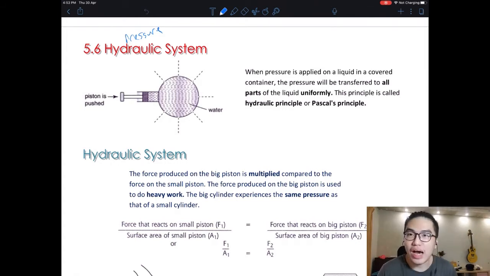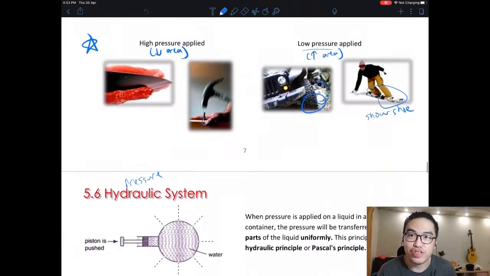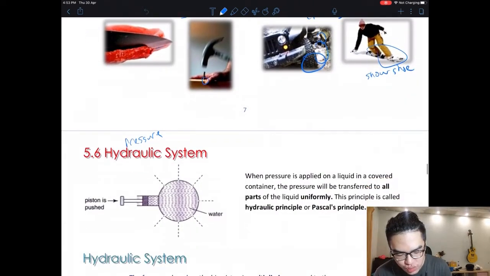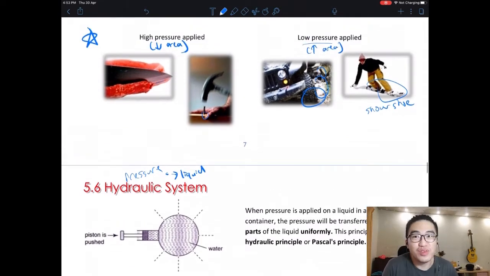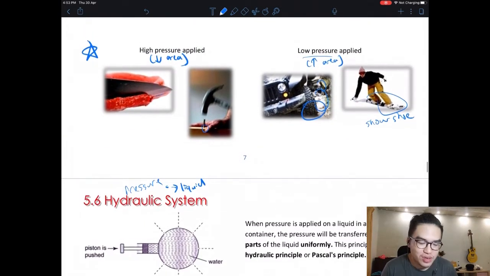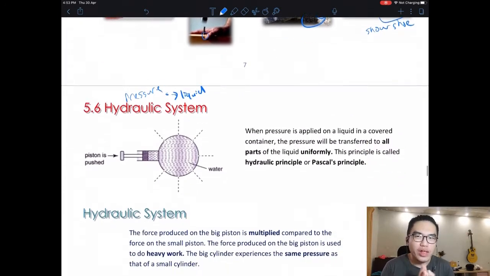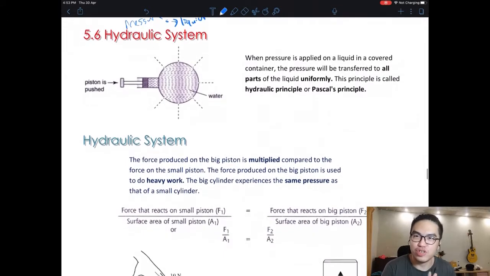This week, we are entering the hydraulic system. I hope you still remember what we studied last week. We studied pressure. This week, we apply pressure to liquid. Last week was all solid, like your knife, your nails, your tires, your snowshoe, they are all solid. This week, what happens when we apply pressure to liquid?